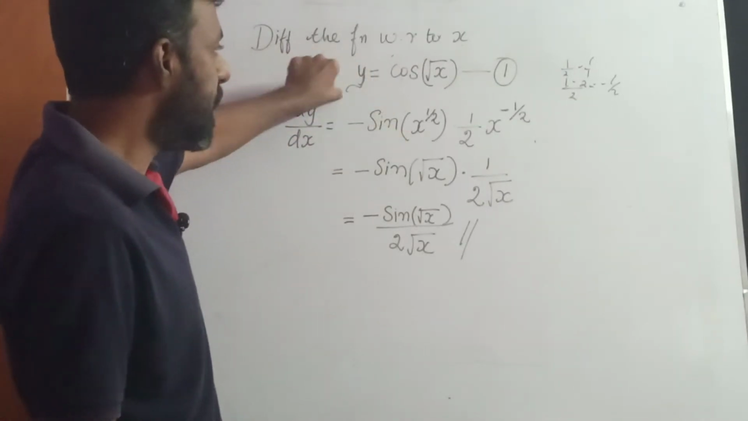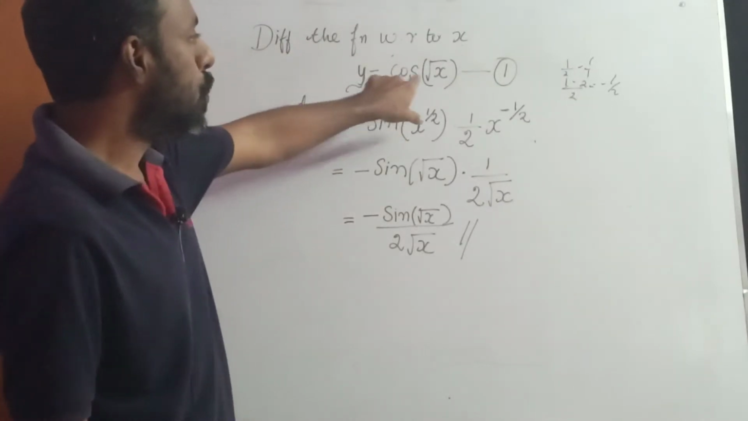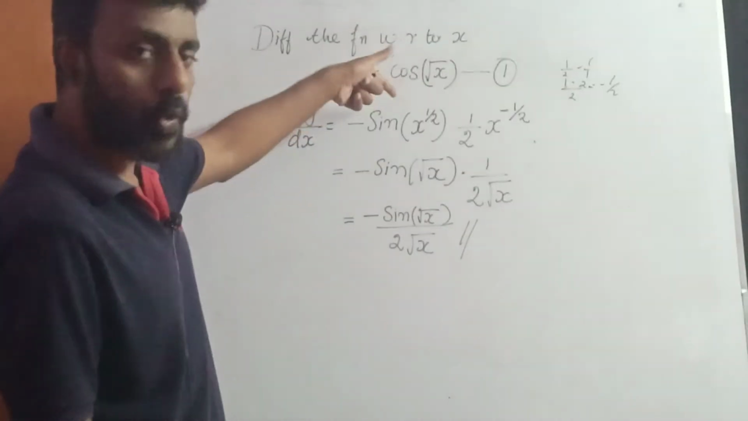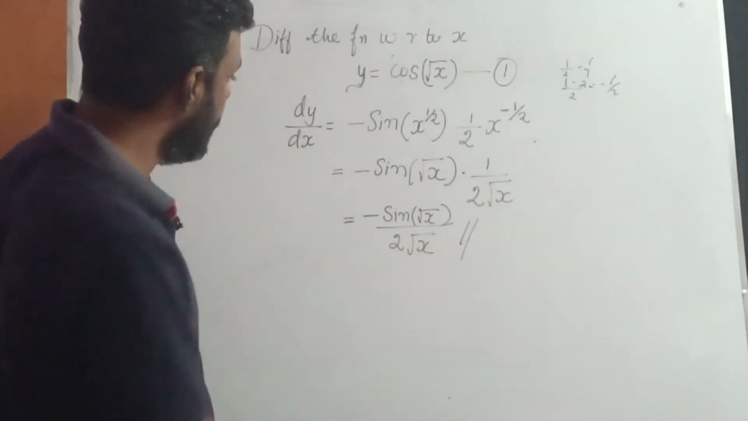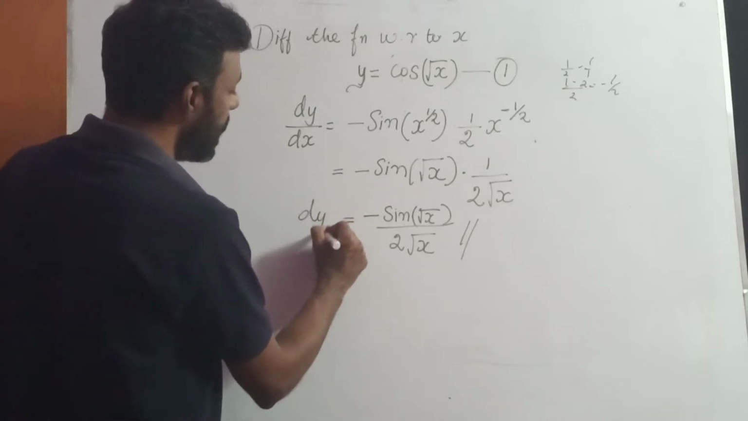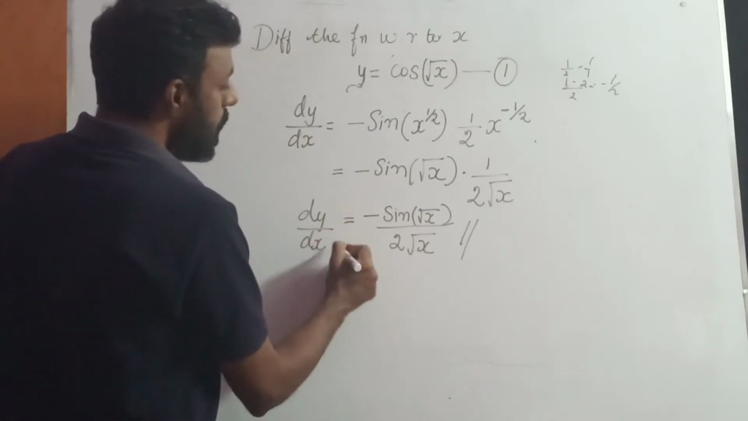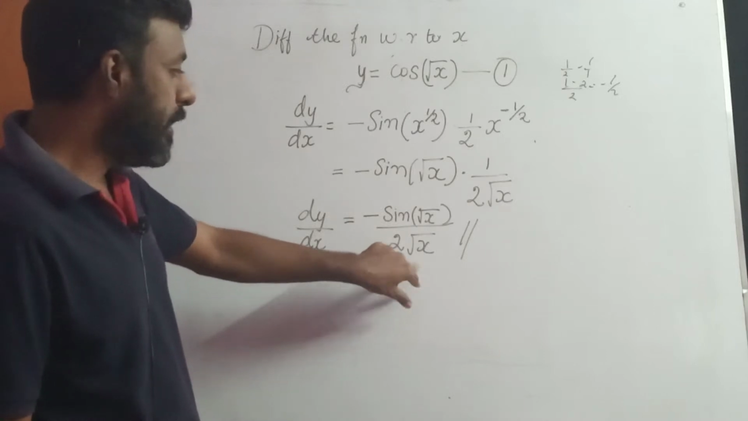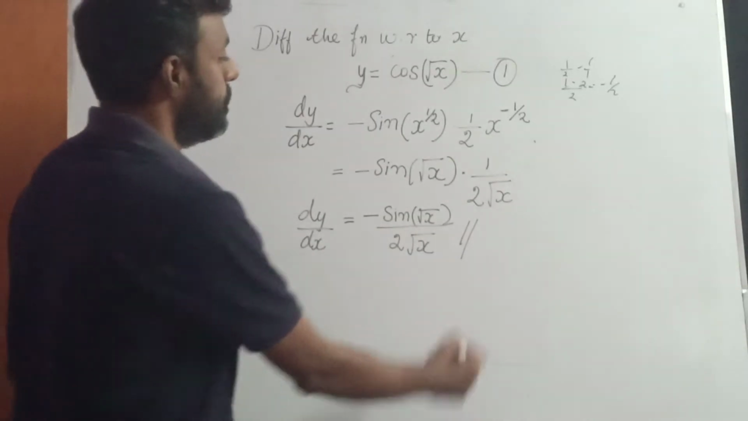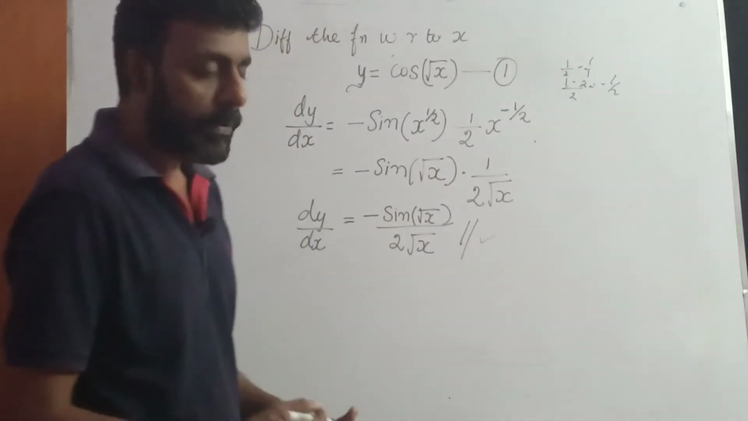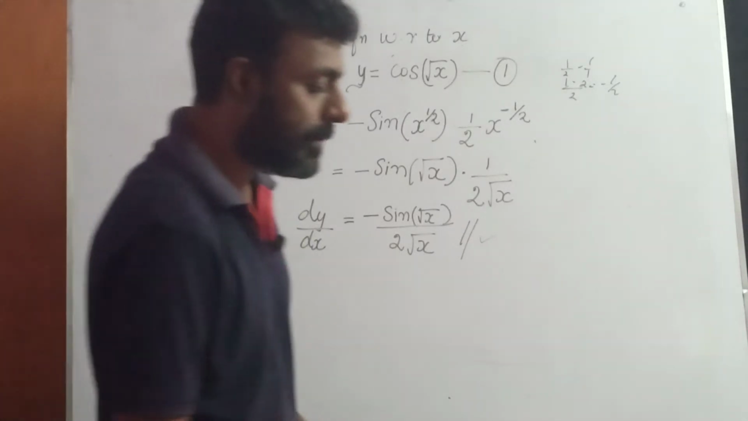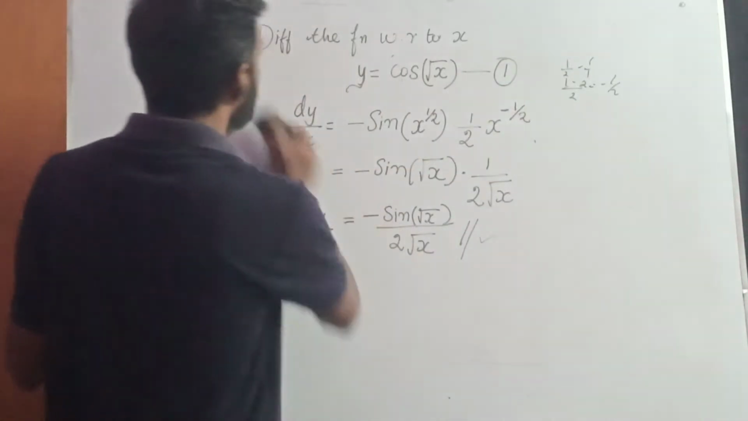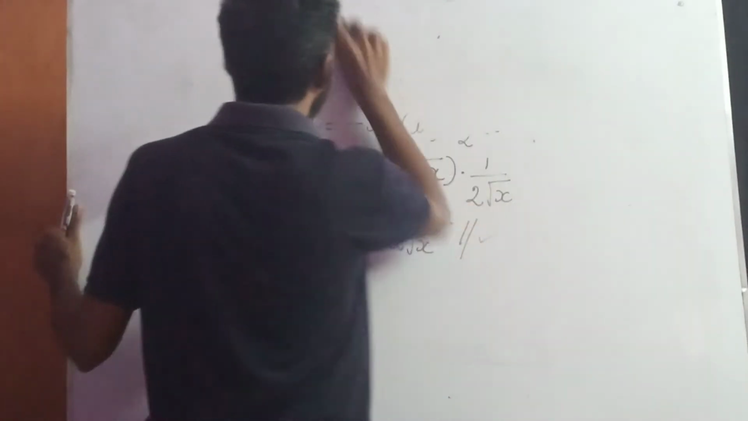If you differentiate y equal to cos root x with respect to x, you will be getting dy by dx, which is nothing but minus sin root x divided by 2 into root x. This is the solution, right? So we will move on to the other problem in integration. We'll move into the integration part now.